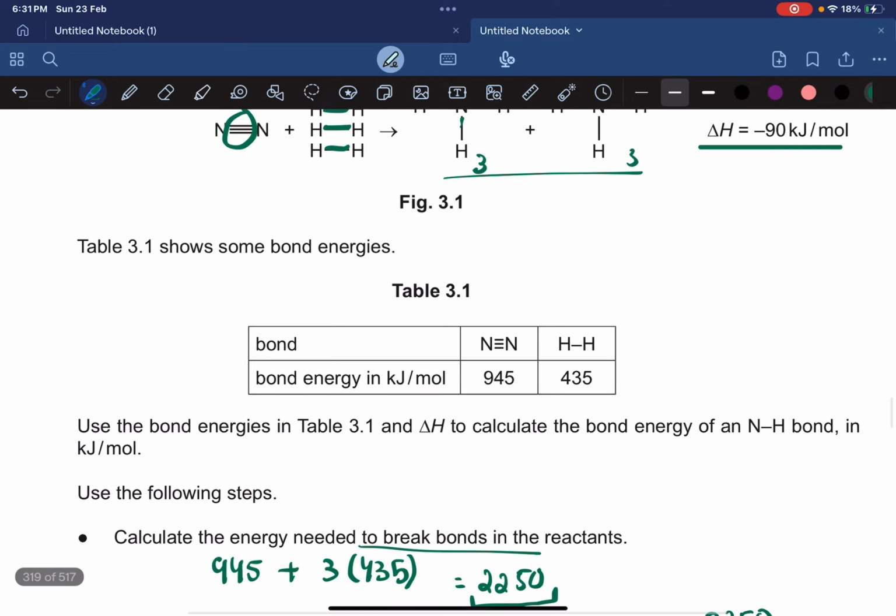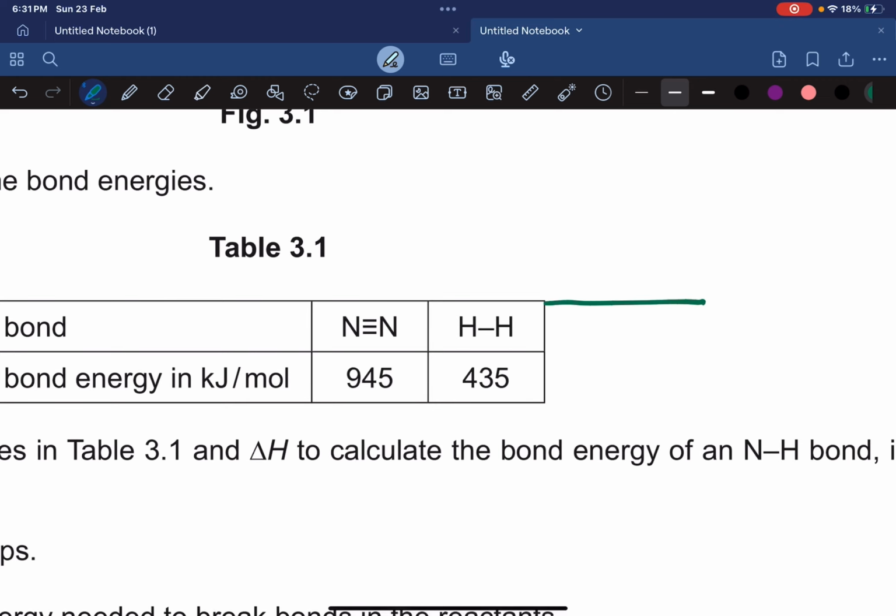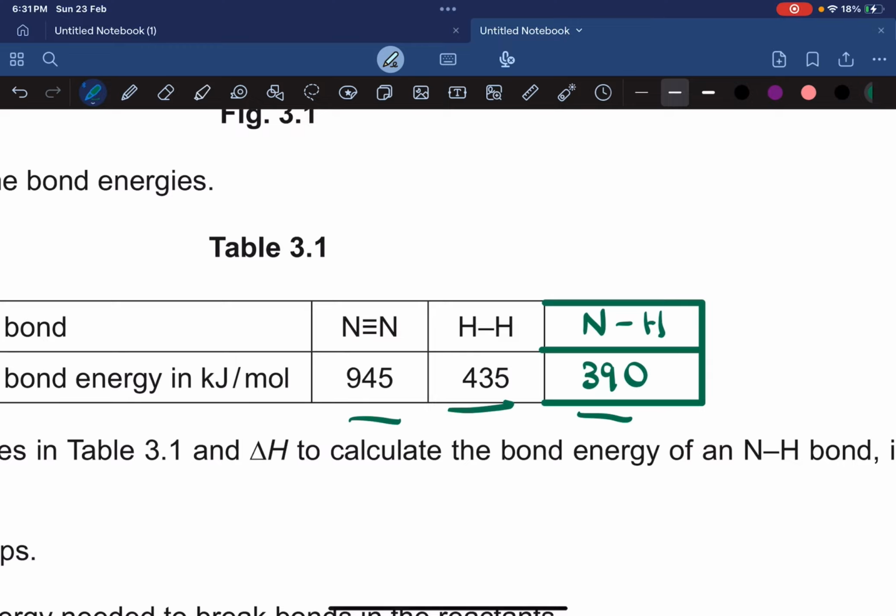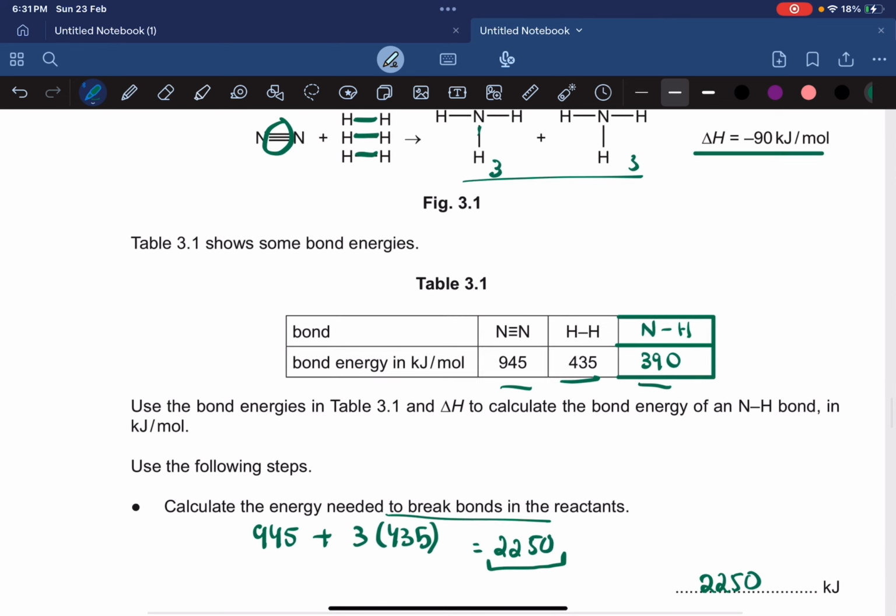It's just the energy for breaking or forming, whatever, for one N-H bond. For example, if you had a table and over here you had your N-H bond as well, it's going to be 390. Can you see any negative sign with any one of them? So you don't put a negative sign over here. It's just 390 kilojoules per mole for breaking one N-H bond. Okay, so we're done with it. Let's move on.